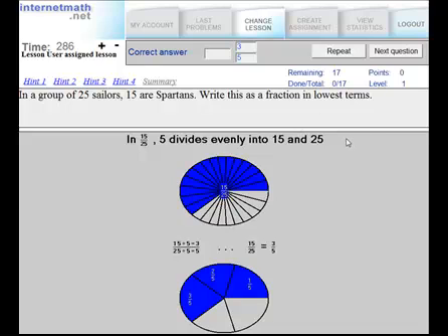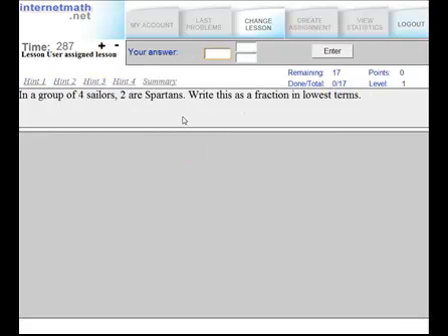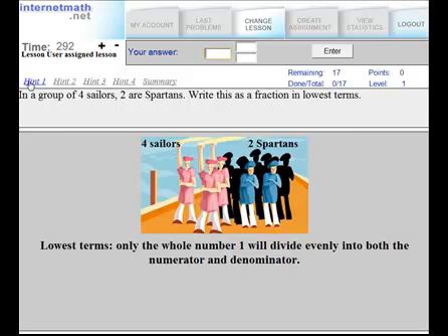Now, of course, the advantage of Internet Math is not that it necessarily teaches only 15 over 25, it's that it teaches the concept of fractions and it teaches how to solve fractions. So in this particular case, we have 4 sailors and 2 Spartans when we repeat the problem.